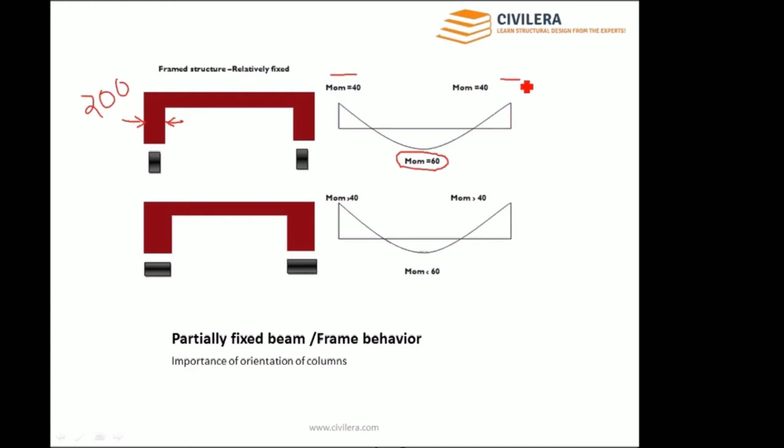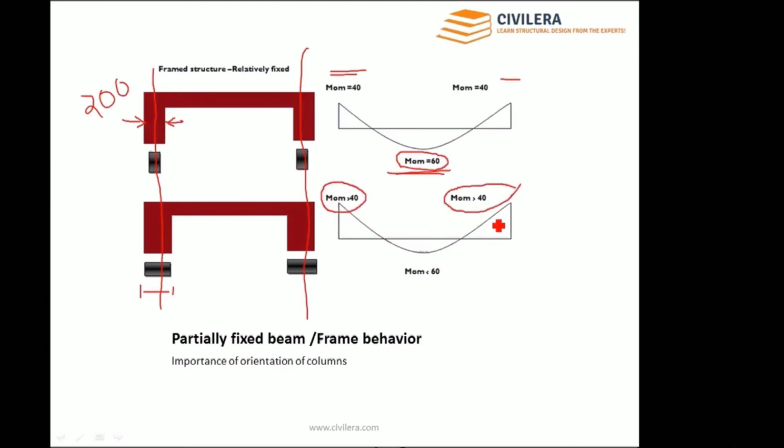developing a moment. You will have to do a frame analysis to establish this moment, either by Kani's method or moment distribution method, or by doing this analysis in ETABS you can arrive at these moments. Now let us rotate the column by 90 degrees and at the same time maintain the same center to center distance. Say the center to center distance remains the same, and we have rotated the column. This time the depth or the larger dimension is oriented in the direction. So there will be a change in moment.